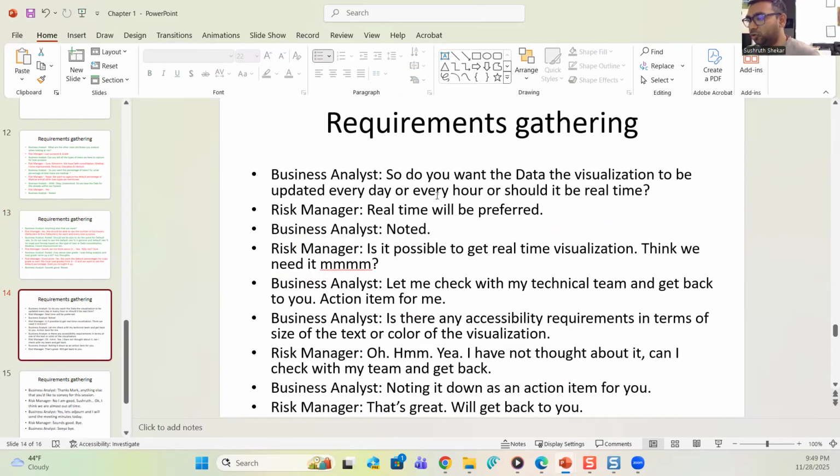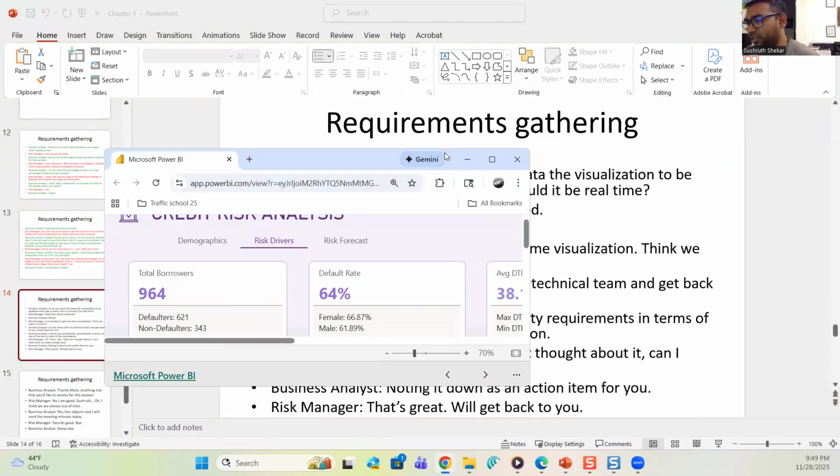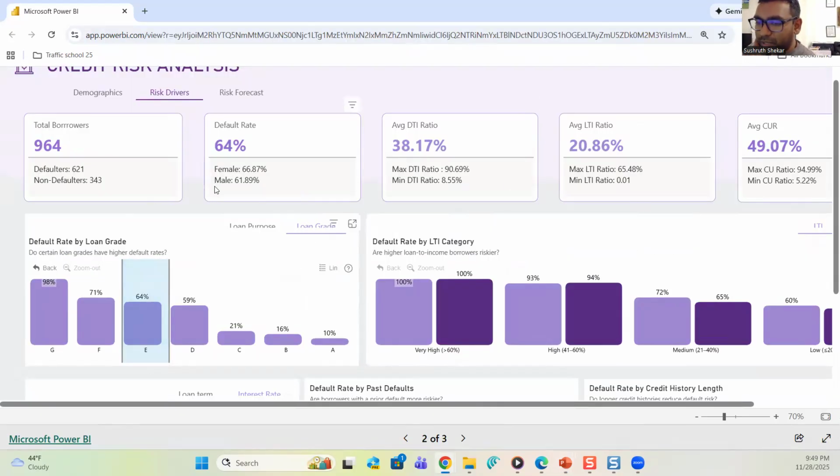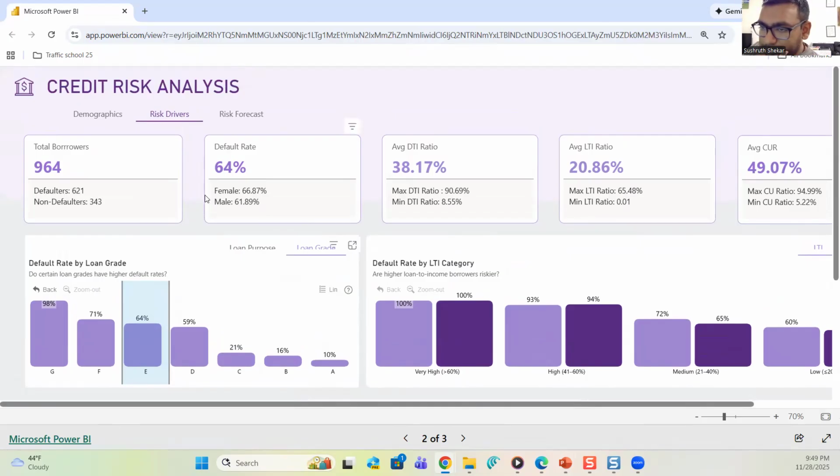So next is, do you want the data visualization to be updated every day or every hour, or should it be real time? Real time will be preferred. Again, like we discussed previously. So everything that you see in here, up until 9:48 p.m., if somebody defaulted, I should be able to see it in here. That's what is called real time.